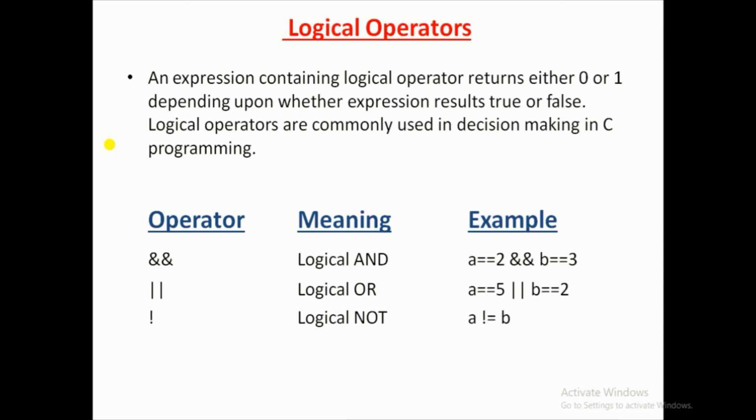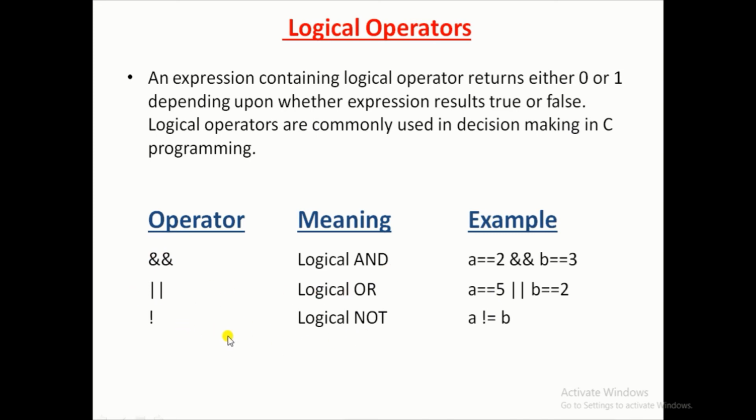In the next slide we see what the logical operators are. These operators are also used several times to run a program or write code. An expression containing a logical operator returns either 0 or 1 depending upon whether the expression result is true or false. Logical operators are commonly used in decision making in C programming. These three operators are logical and, logical or, and logical not.